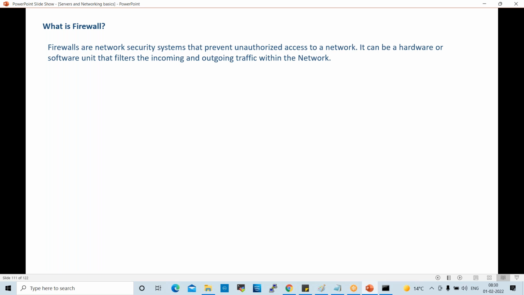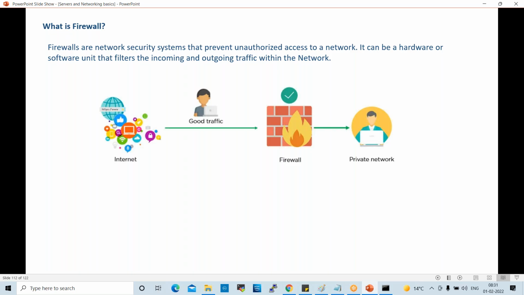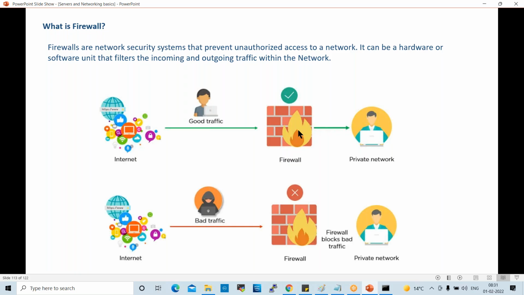Firewalls are network security systems that prevent unauthorized access to a network. It can be a hardware or software unit that filters the incoming or outgoing traffic within the network. It will filter the traffic. See here. If you have good traffic, the firewall will allow it. If you have any bad traffic, it will restrict it. It will not allow it.